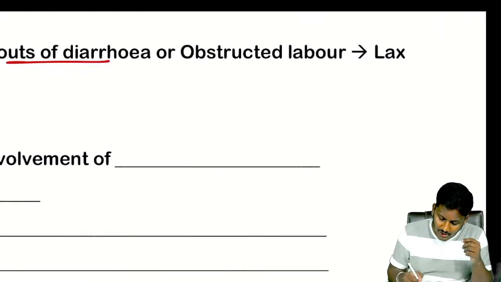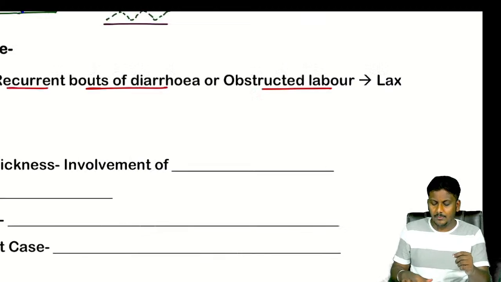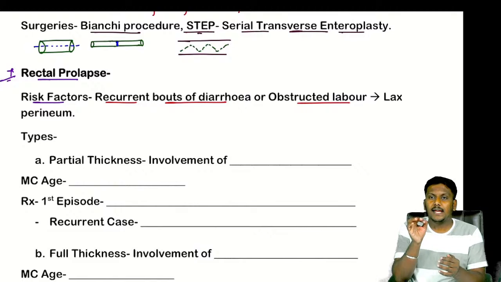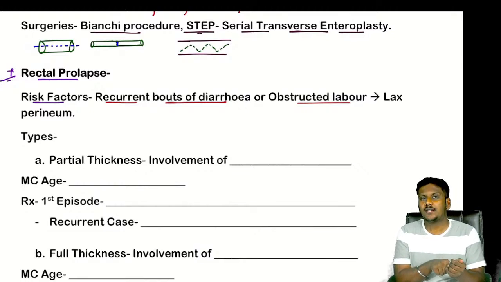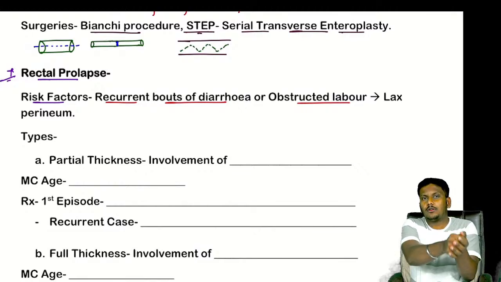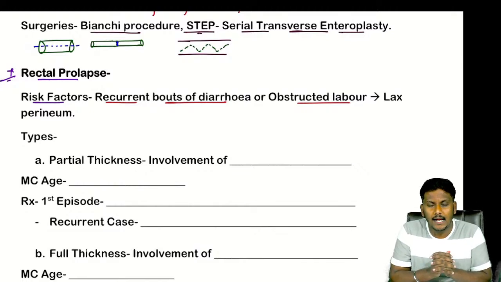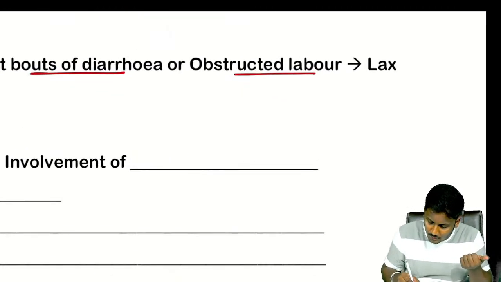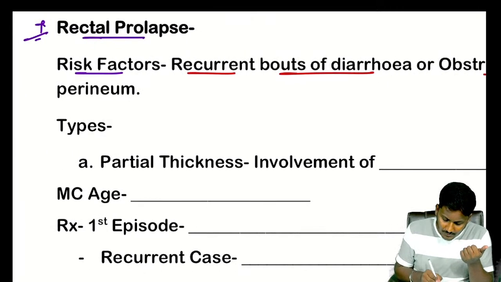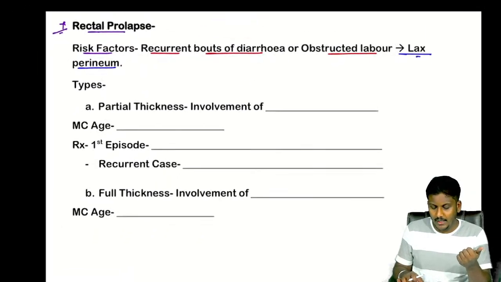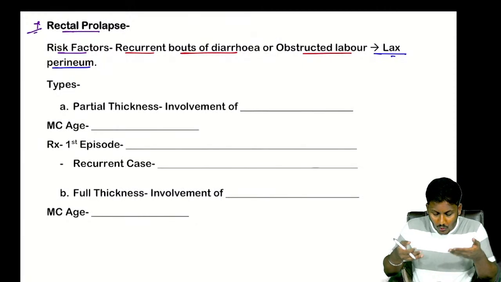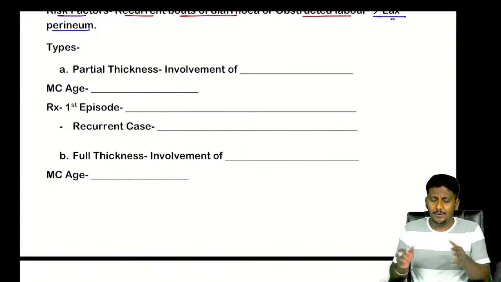Next, if the patient is having an obstructed labor beta, due to obstructed labor what happens beta? The head of the baby stays inside the vagina for a longer duration of time. Due to that there is a constant pressure on the perineum beta, and that is the reason why the perineal muscles of the patient will become weaker or lax. Okay, so remember, either recurrent bouts of diarrhea or obstructed labor, because of both the perineum of the patient will become lax or weak, and that is the reason why the patient may develop rectal prolapse, because the perineum will not be able to hold the rectum in place.